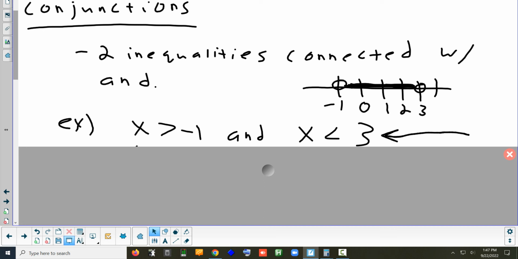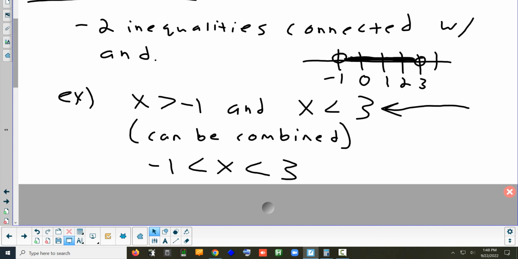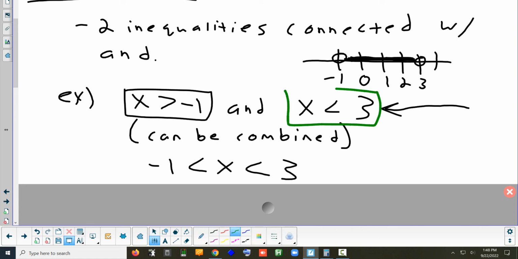Now, writing it this way is okay, but a lot of times you're going to see it written in a shorter way. And to take those two and combine them into one inequality, this is how it would look. So the idea is you put the x in the middle, you put the smaller number on the left, you put the bigger number on the right, and both inequalities point to the left.